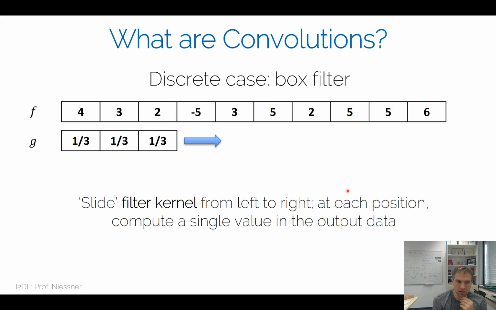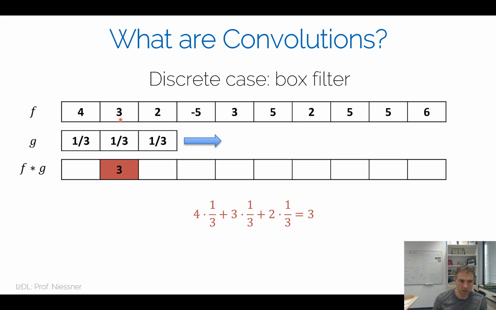And now you take the kernel and slide it over your function, computing a single value for each location where you are sliding the kernel on top of the function, right? So what this means here is, if I have the function f, let's say it's just a 1D array, and I have a 1D filter kernel, a three-dimensional filter, then if I want to convolve these two, I'm just going to apply this filter kernel here and take a dot product between those two respectively. That's the discrete case of a box filter.